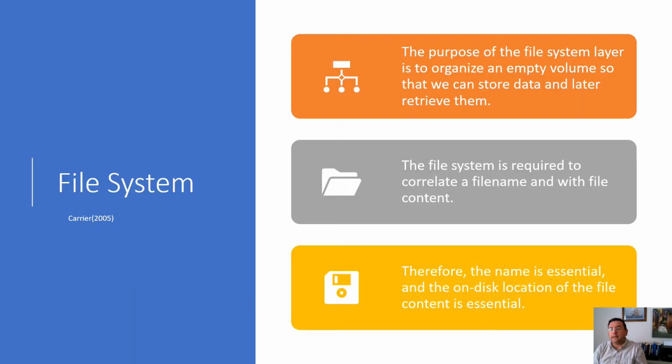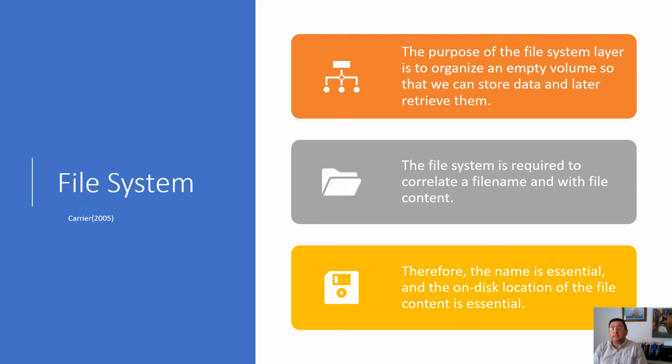The purpose of the file system layer is to organize an empty volume so that we can store data and later retrieve them. And the file system is required to correlate a file name with file content. So on the one hand, you have a system that helps identify where the actual file is, and you have another location on your hard drive that actually resides on the hard drive.